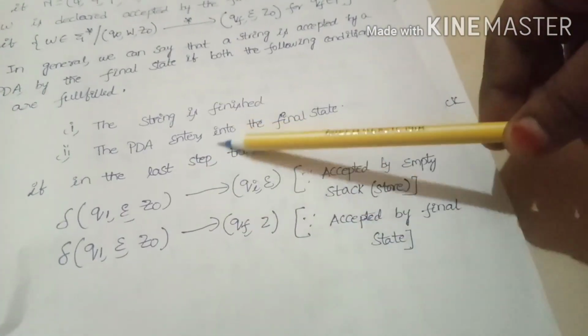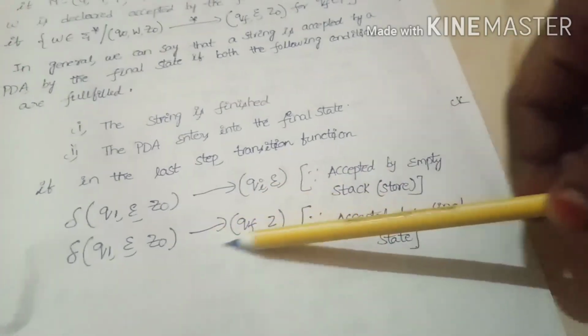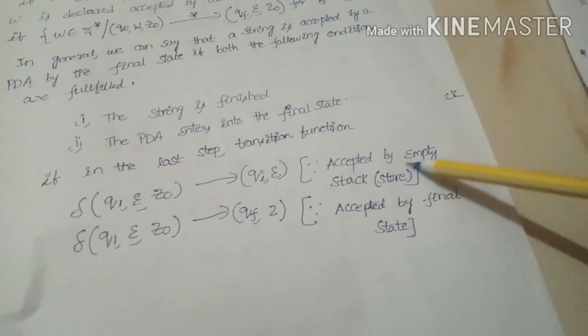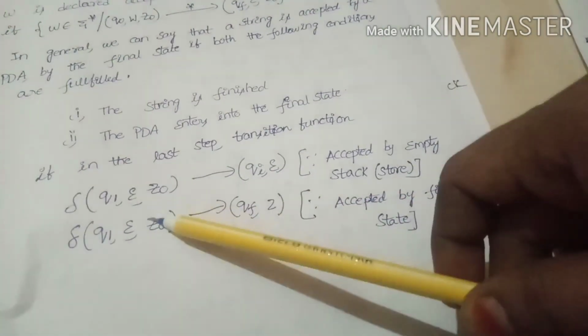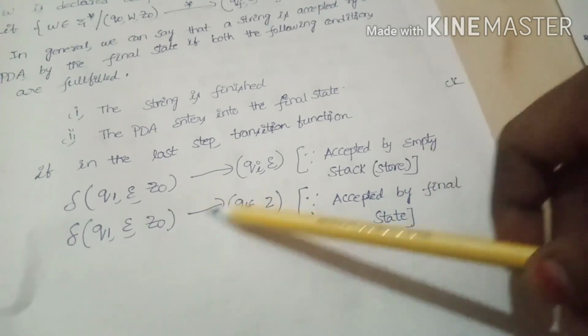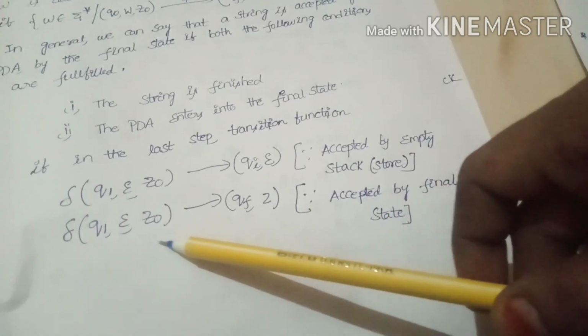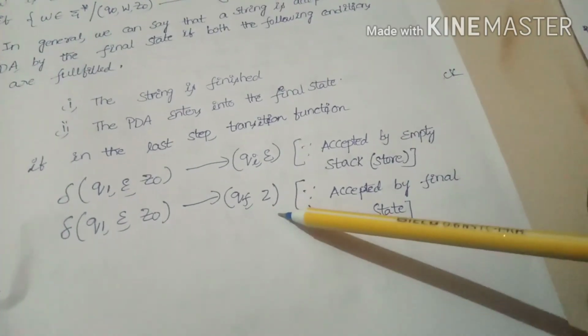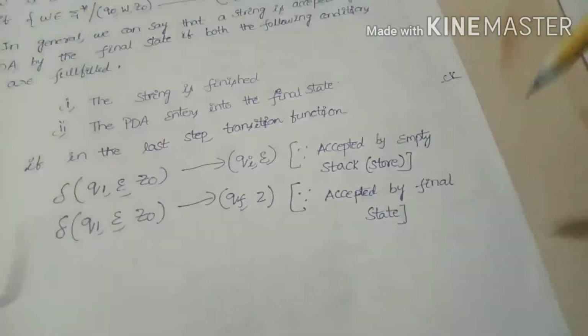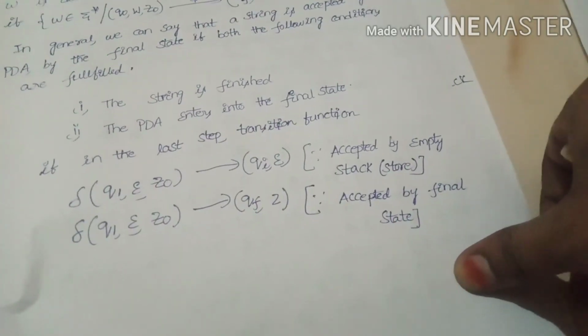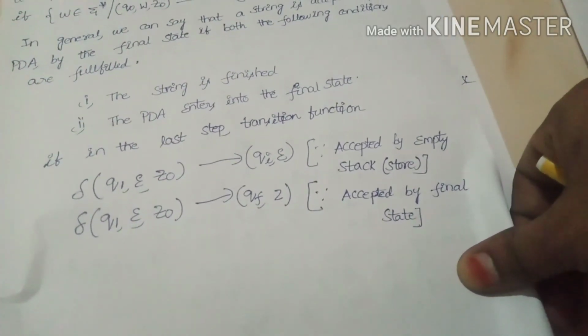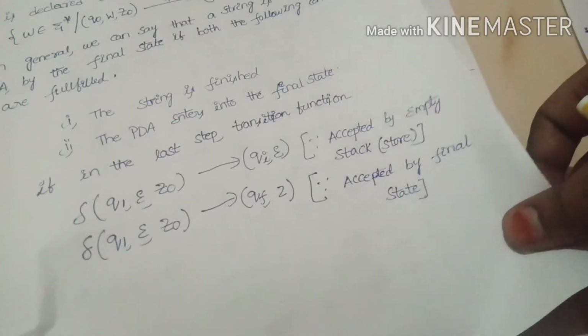In this last step, the transition function will look like this. When accepted by the empty stack, it goes from (q1, epsilon, Z naught) to (qi, epsilon); when it goes from (q1, epsilon, Z naught) to (qf, Z), it is accepted by the final state. These are the two ways a PDA accepts.